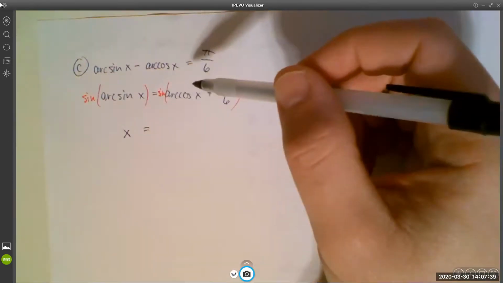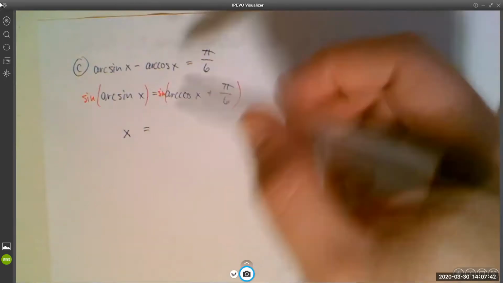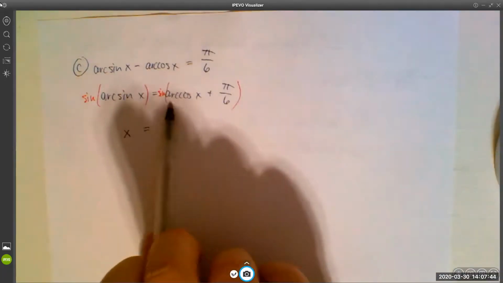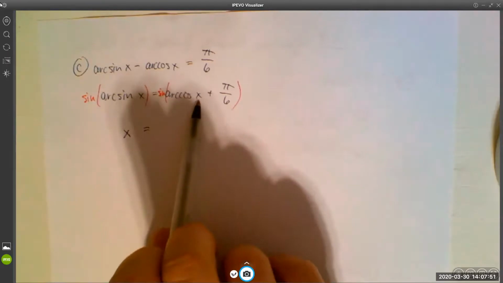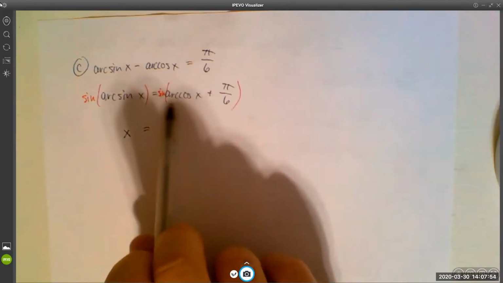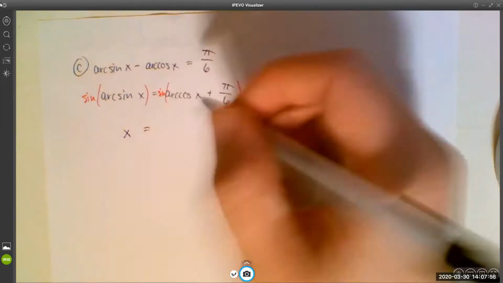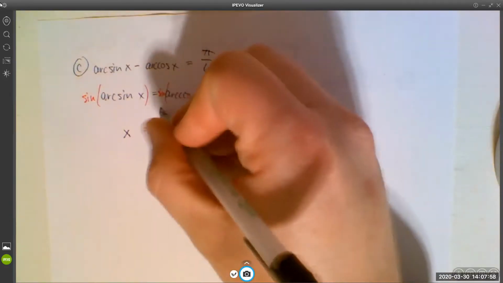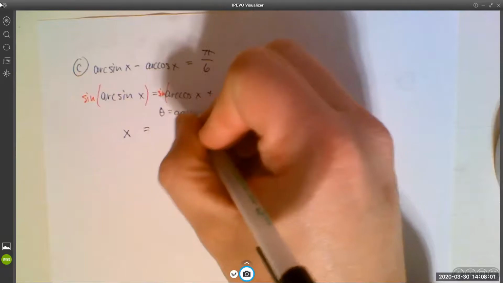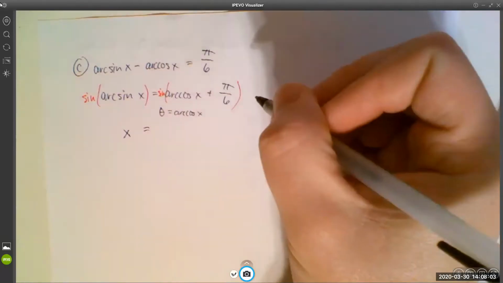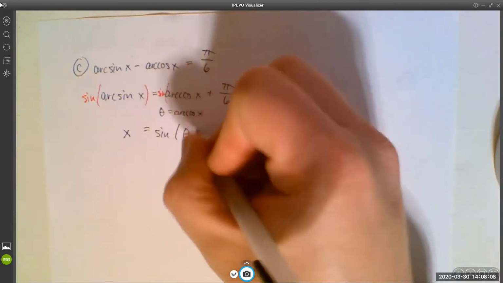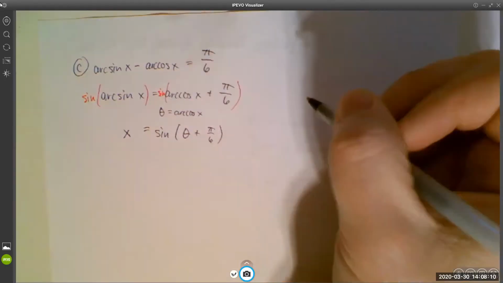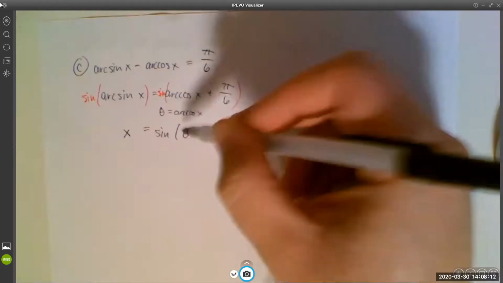If it's hard for you to imagine doing a sum formula on this, just remember that arc cosine x, since this is an inverse function, takes a real number and maps it back to an angle. So this is just an angle. We could call it theta, right? We could say here theta equals arc cosine x. And if theta is arc cosine x, then what we really have is sine of theta plus pi over 6. Right? And now you have some formulas for sine.